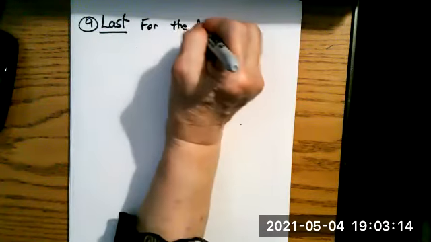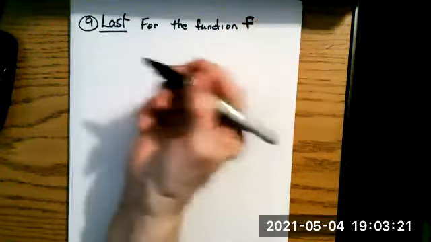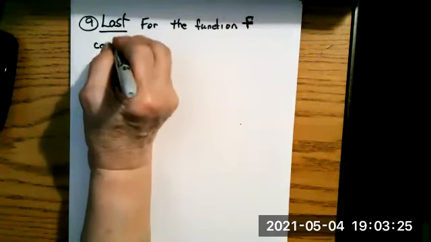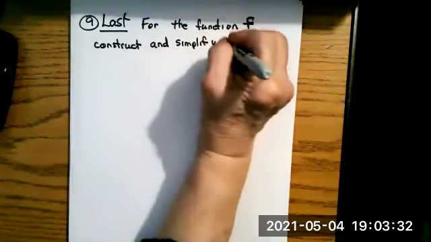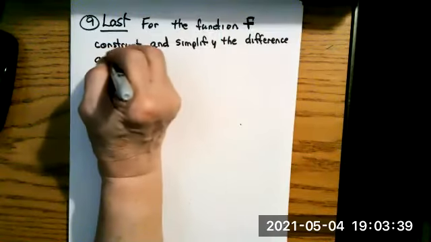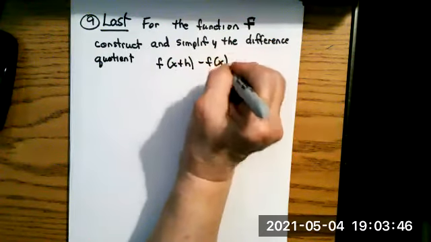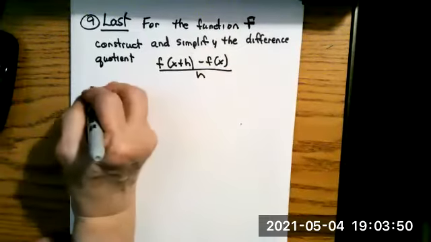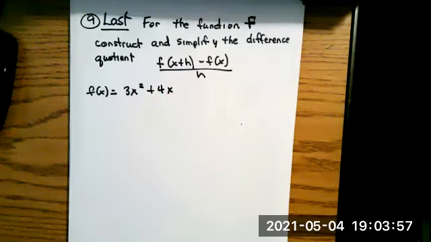For the function f, I think it's a little f, construct and simplify the difference quotient. Boo. And they give you the function. And it's probably going to be just like that. It's going to be like 5x squared plus 2x or 7x squared minus 3x. It's going to be something that looks like that.